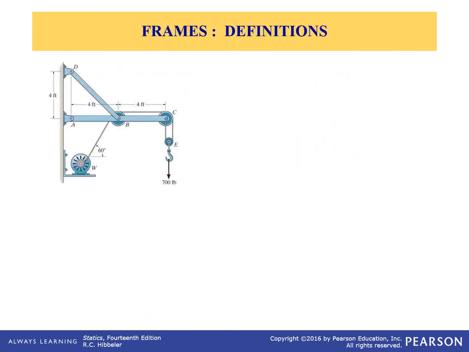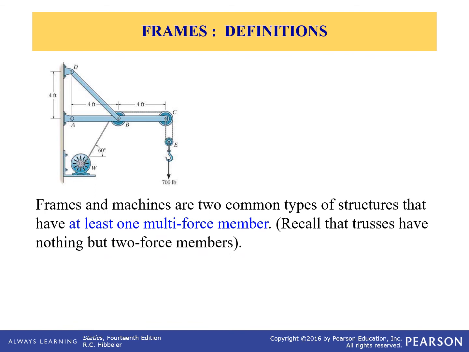So the last part of chapter 6 deals with frames and machines. Frames and machines are a close cousin to trusses. They are structures. In this case, we've got a machine. No, actually, we've got a frame. Sorry. In this case, they are close structures. They're mechanical structures. The difference being a truss is made up of all two-force members. In a frame or a machine, we have at least one multi-force member.